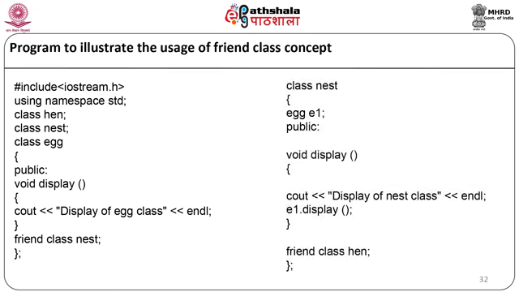Now we are going to define our class nest. Inside that we will have the object of class egg as egg1, so here we are defining the object of class egg. In a public section, public colon, we will have again the display function, cout, display of nest class, endl. Here we are going to call the display of the previous class as e1.display. So this display will call the egg class display using the object e1. Our function will end here. Now we will have here friend class hen, and our class nest will end.